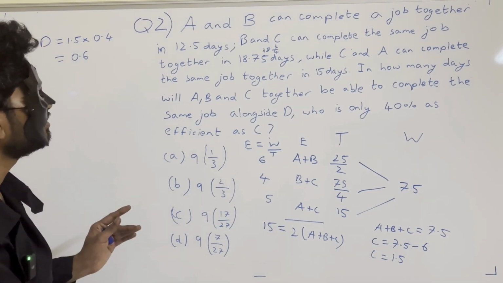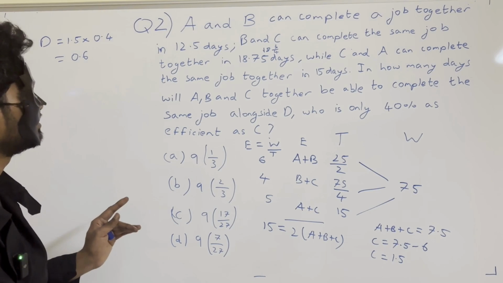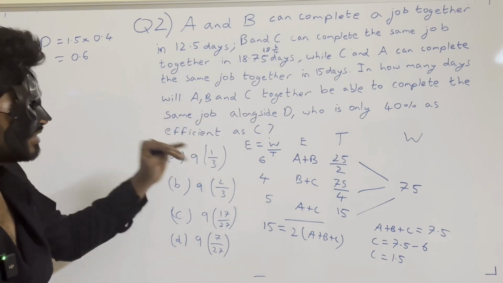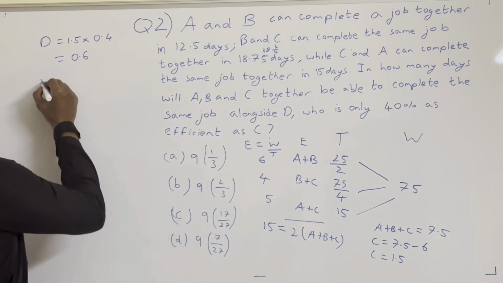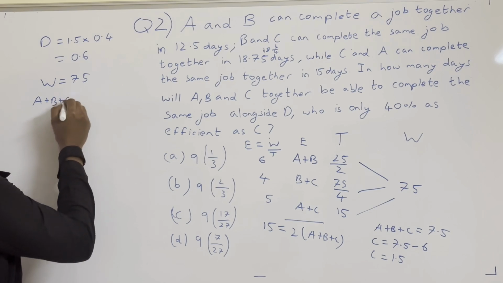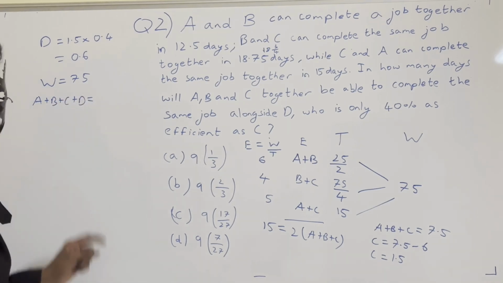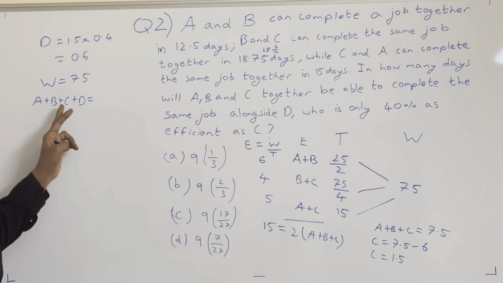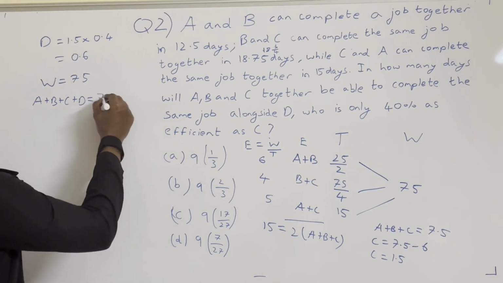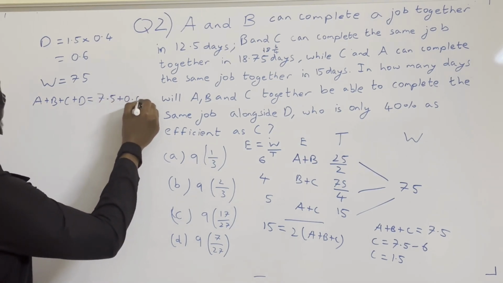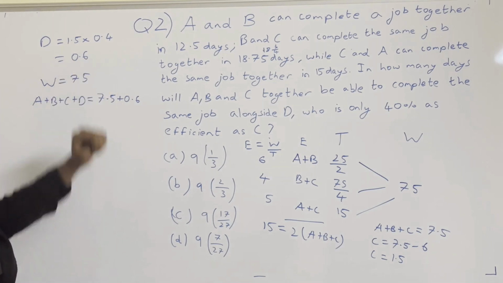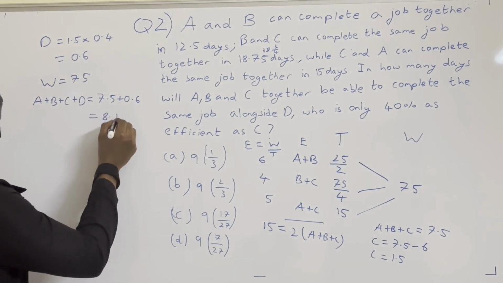So now all these, A, B, C and D together, complete this job. The work is obviously the same, that is 75. Now what is A plus B plus C plus D? Since all four do the job, we will add the efficiency of all four of them. So A plus B plus C plus D is 7.5 plus 0.6, because we know that A plus B plus C is 7.5 and D is 0.6. So this will be 8.1.